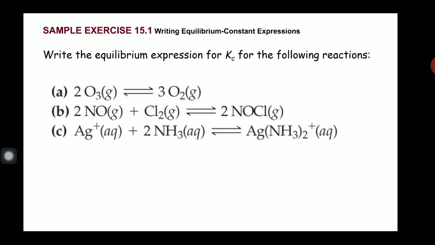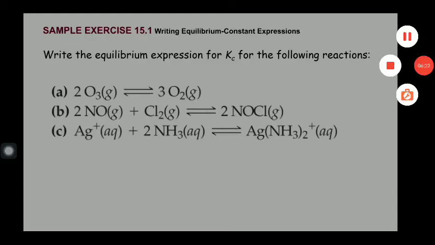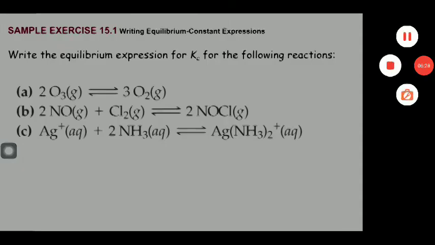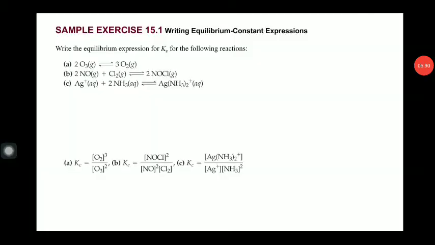Writing the equilibrium constant expression for the following. These examples are given there. How you can write the equilibrium constant for these specific reactions. So for this purpose, the equilibrium constant K you can write like this. So now the answer of this question should be Kc equal to O to the power 3 and this O to the power 2. And for the answer B, NOCl to the power 2, NO to the power 2 and this Cl2.